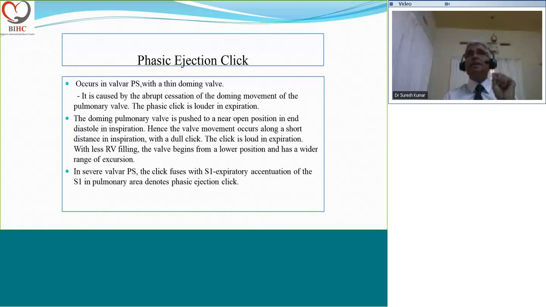In the pulmonary area, you don't expect the first sound to be loud. You should hear the first sound loud over the apex or at best in the tricuspid area. So if you hear the first sound very loud and sharp in the pulmonary area, be suspicious and see in which phase of respiration you hear it better. If you are hearing it better in expiration, and if it appears like a first sound to you in terms of timing, you have made the diagnosis. This is a phasic ejection click.